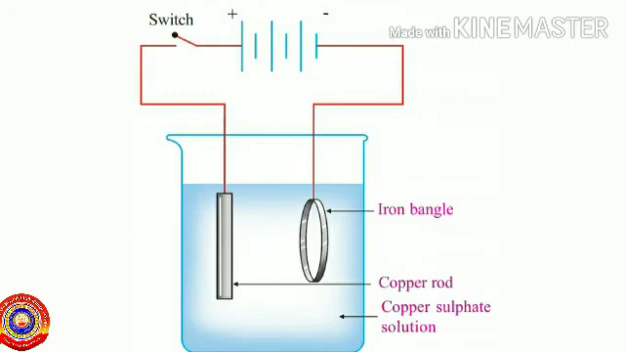Now observe figure 3.4 given in your textbook, showing the process of electroplating copper on an iron bangle. In this figure, the iron bangle is the material which is to be coated with copper, and it is connected to the negative terminal. The positive terminal is connected to the copper rod, as the metal copper is to be plated. Here the metal copper is coated over the iron bangle, so copper sulfate is taken as the electrolyte. Remember, the salt solution of the metal to be coated is taken as the electrolyte.